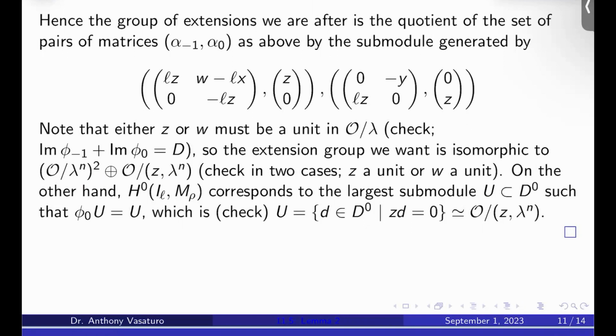You have to kind of check this in two cases, either Z as a unit or W as a unit. In either case, you can kind of write down an explicit isomorphism between the data up here and what we're after here. And I'll leave that to you.